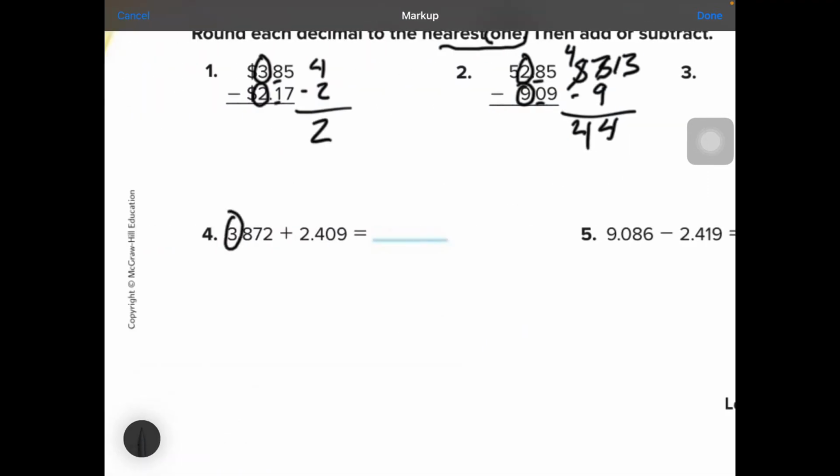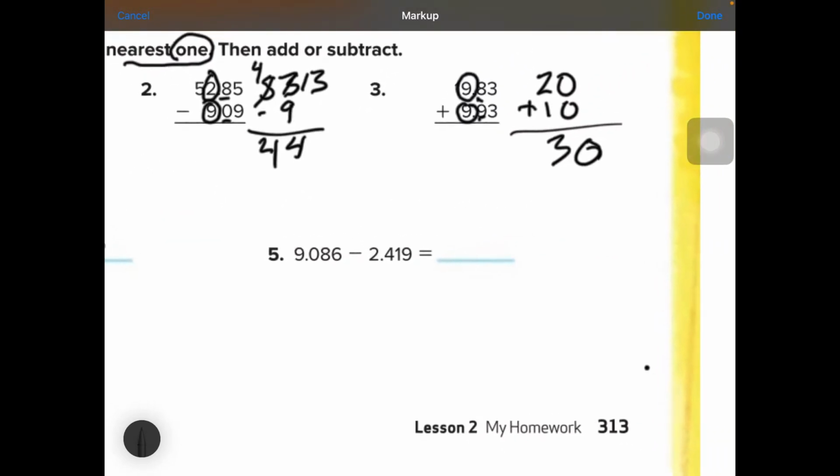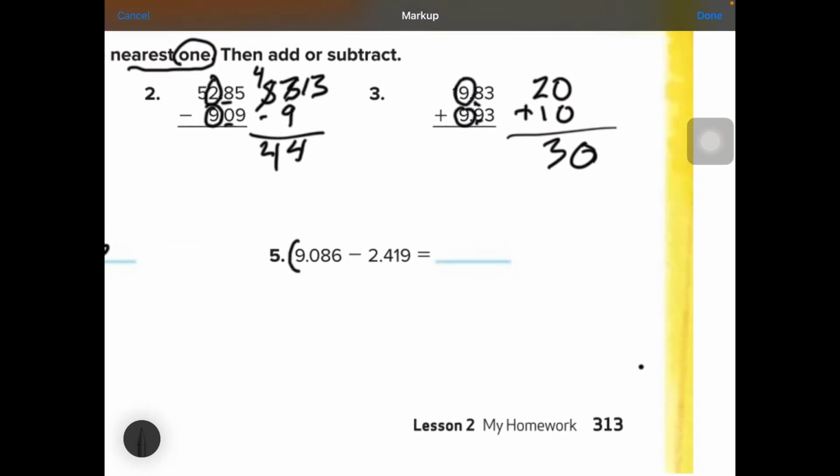Here is the ones category and the ones category. That 8 is going to bump that 3 up to a 4. And this 4 is going to keep that 2 right at a 2. So 4 plus 2 is 6. Our answer is 6.